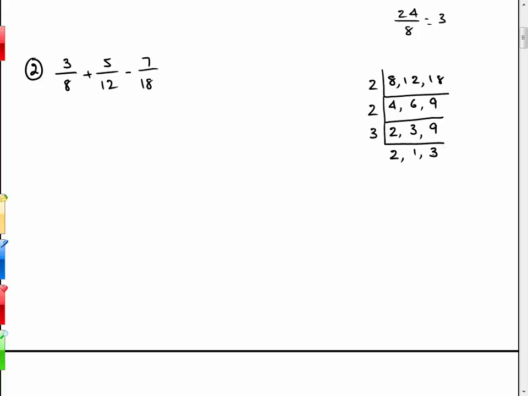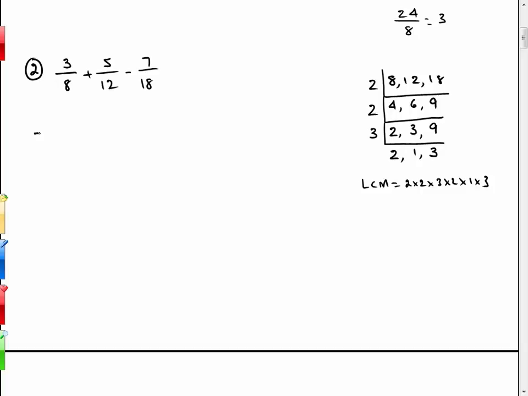Now, is there a number other than 1 that goes into at least 2 of them or all 3 of them? Nope. So we stop at this stage and we multiply all the outside terms. That is 2 times 2 times 3 times 2 times 1 times 3. 2 times 2 is 4, 4 times 3 is 12, 12 times 2 is 24, 24 times 3 is 72.